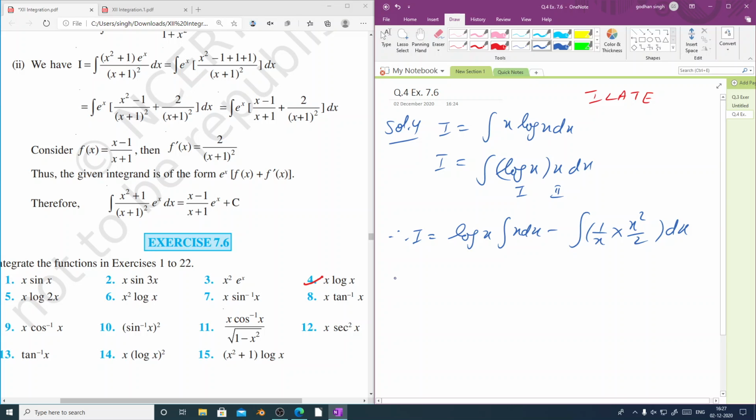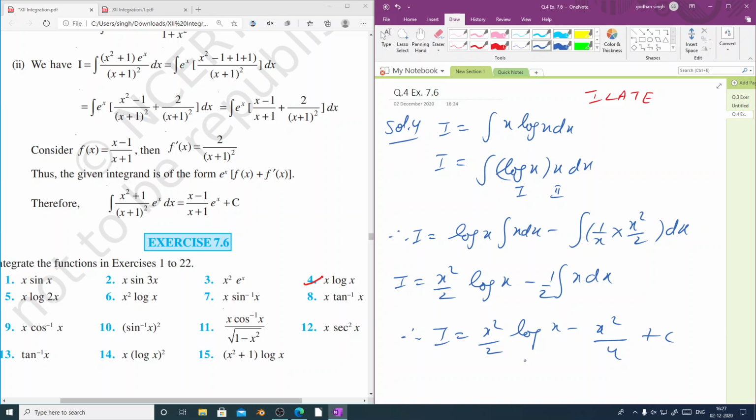So this will give us I equal to, here we will be having integration of x square by 2, so x square by 2 log x minus integration of, so this 1 by 2 we can take out, and this will become x dx. So therefore we will get I equal to x square by 2 log x minus x square by 2, and 1 2 is already here, so x square by 4 plus c. So this is the answer of question number 4, exercise 7.6.